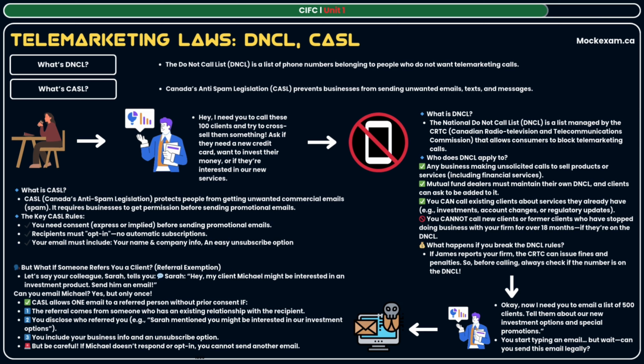Great. We just covered the telemarketing laws. We know that you cannot just call people or email people. There are some rules in place to protect the clients. And we also covered the referral exemption point. You are doing great and you're crushing it. Please go take the quiz, and I'll see you in the next lecture.